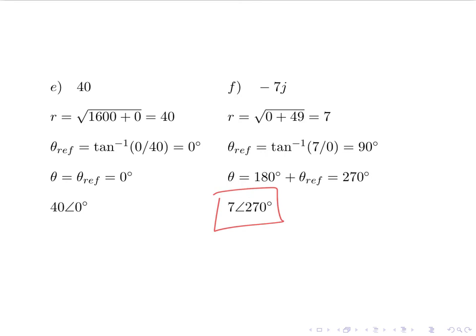Okay. So again, a real number will be 0 or 180 degrees. An imaginary number will be 90 or 270 degrees.